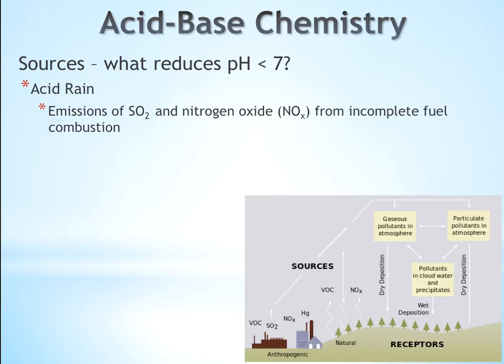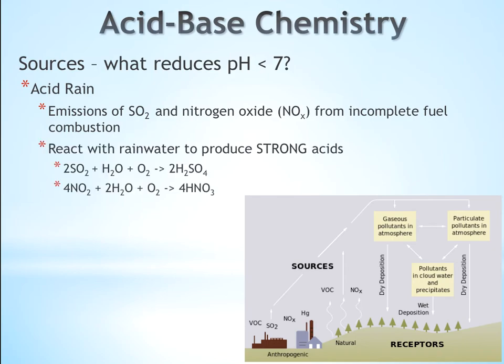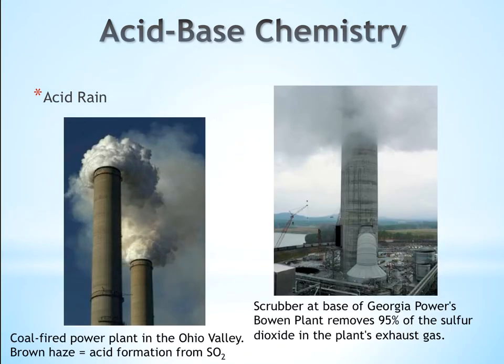Other sources of things that reduce pH, you've probably talked about in other classes. Emissions of sulfur dioxide and nitrogen oxide from incomplete fuel combustion react with rainwater to produce strong acids, that dissociate completely in water into their component parts. But we have had some success with acid rain lately. So this is a coal-fired plant in the Ohio Valley. And what we get from this is acid formation and this brown haze from the sulfur dioxide that is released.